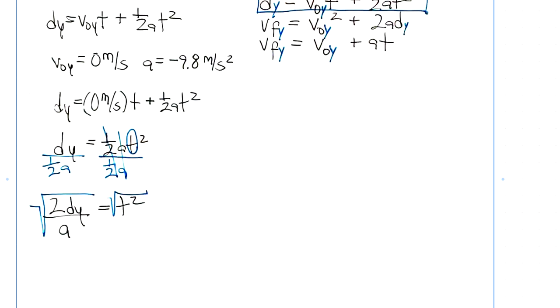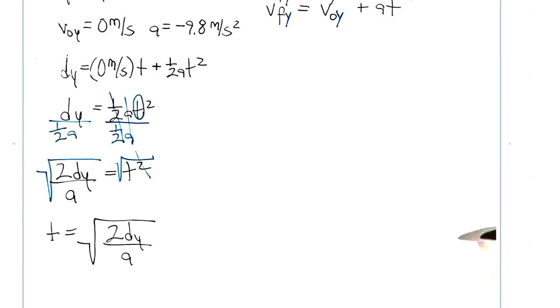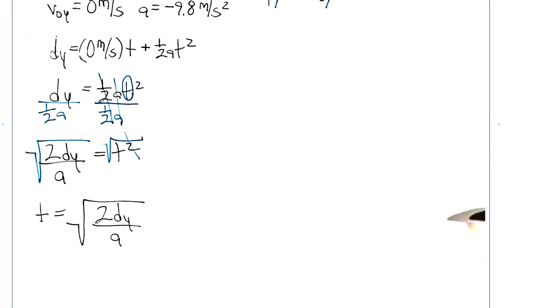To clean it up a little more, because we're only focused on time and not time squared, we have to do inverse order of operations again in order to get rid of the square. When we take the square root of both sides of the equation, we're now left with time being equal to the square root of 2 times displacement in the y over acceleration.